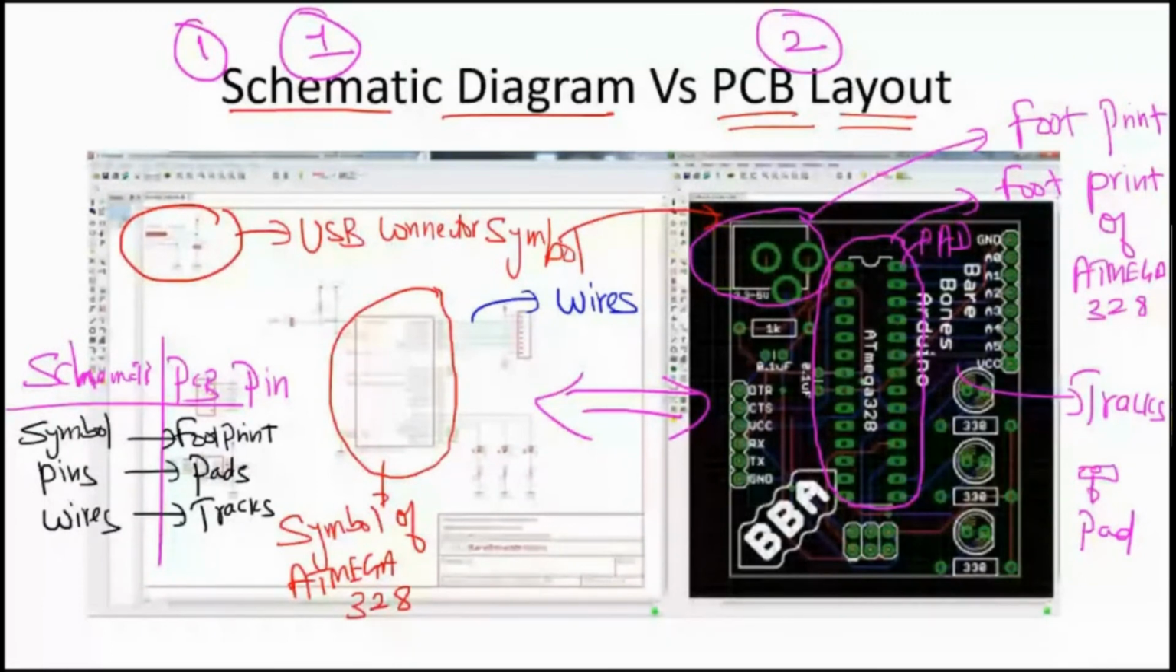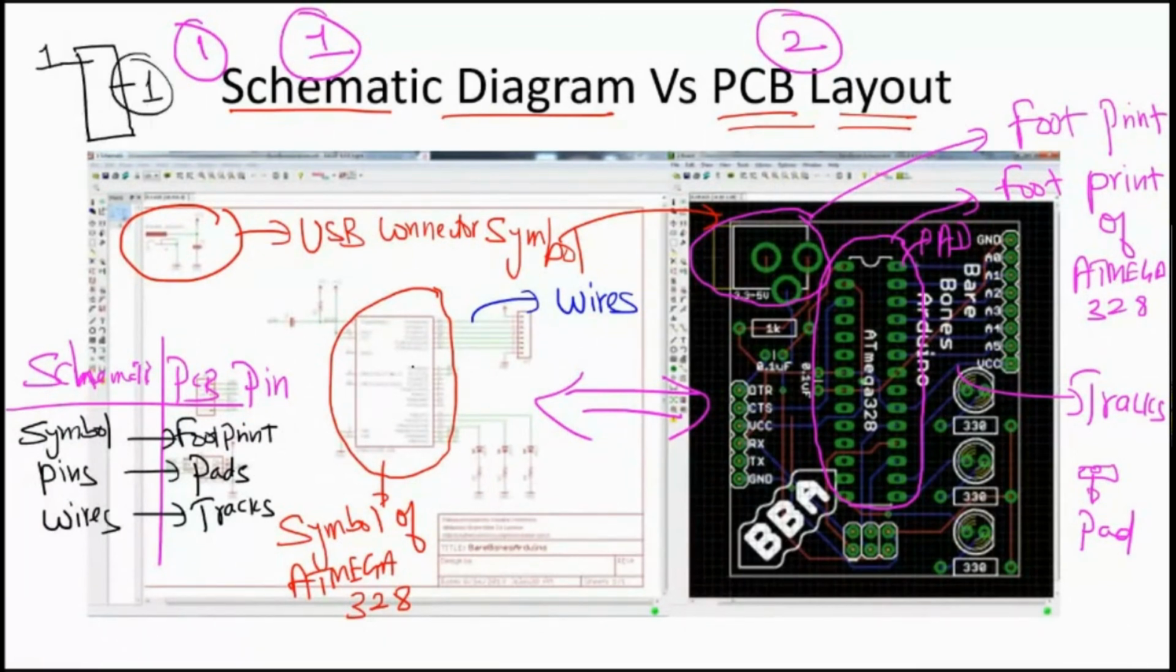What is a symbol? What is a footprint? What is a pin? What is a pad? What is a wire? And what is a track? So in a symbol, you can put any pin wherever you want. Say for example, in a symbol, I put a simple box diagram. It is not necessary that you have to put pin number 1 here. You can even put pin number 1 here. It doesn't make any difference in a symbol.